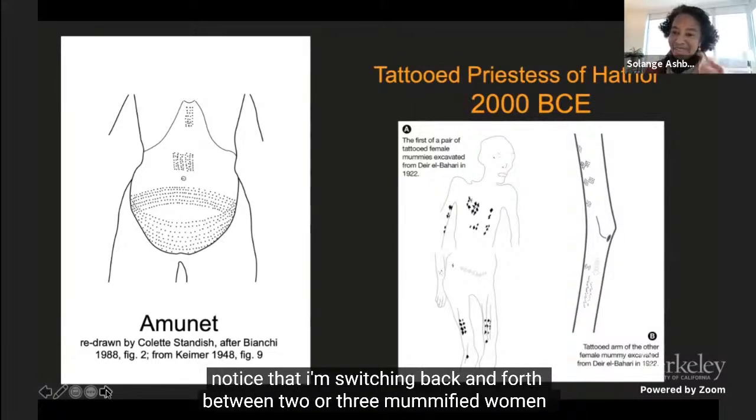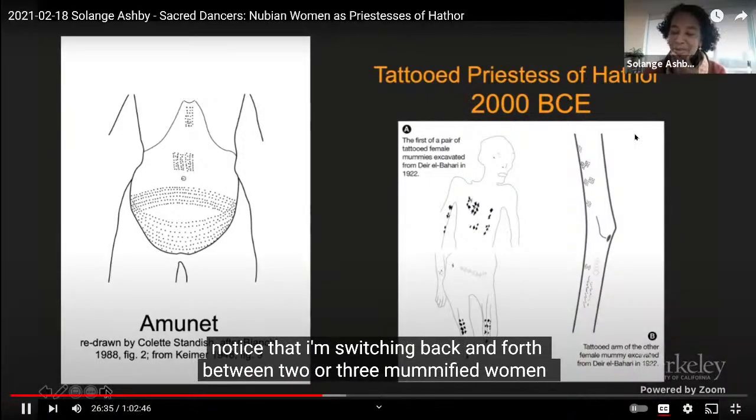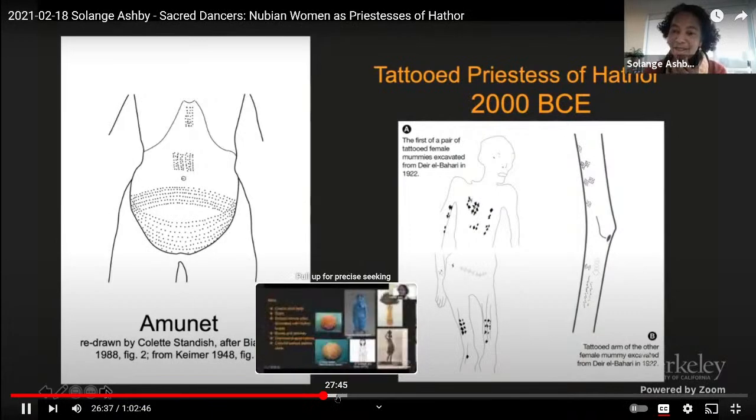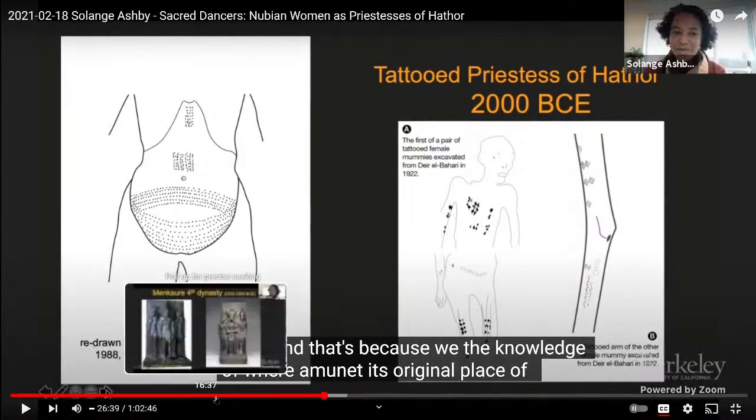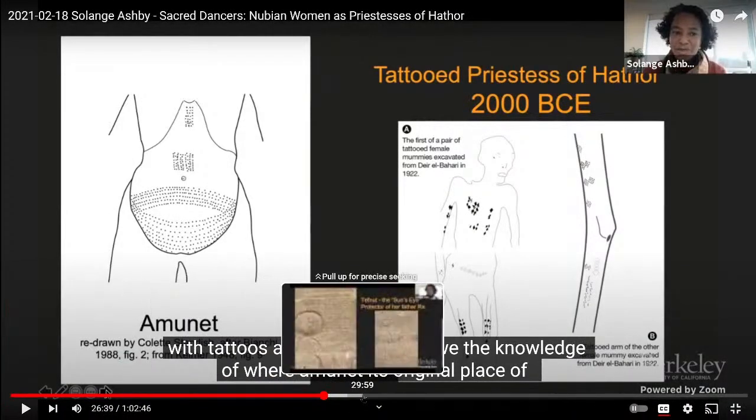And I'd like to say you might notice that I'm switching back and forth between 2 or 3 mummified women with tattoos. And that's because... But did she ever talk about her other homegirl?